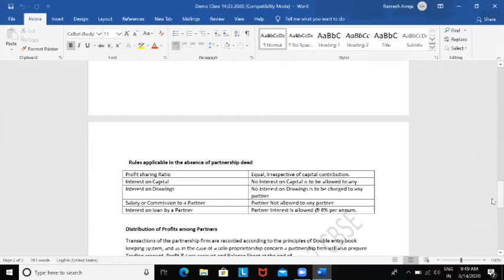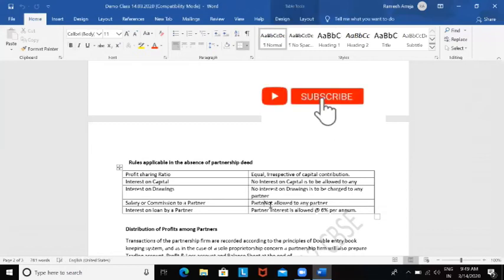Salary or commission to a partner. Not allowed to any partner. That means salary or commission is not allowed to any partner. Getting my point? If the partnership deed is not present, no salary, no commission will be allowed to any partner. If the partnership deed is present, again, it will be mentioned in it. Last is interest on loan by a partner.